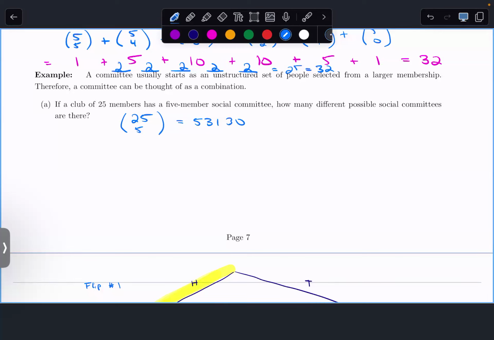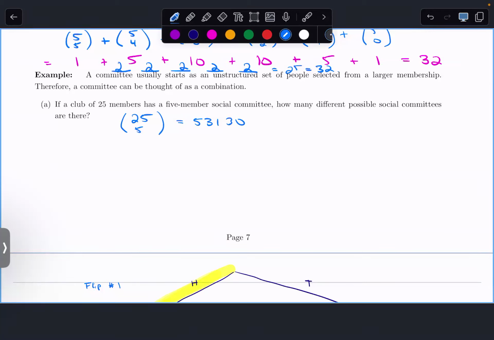And I'm trying to think why 25 times 24 times 23 times 22 times 21 wouldn't work. They don't end up being the same number. And I know it's 25 choose 5. I feel like it should work, unless I did it wrong.